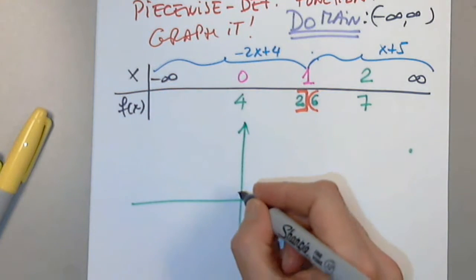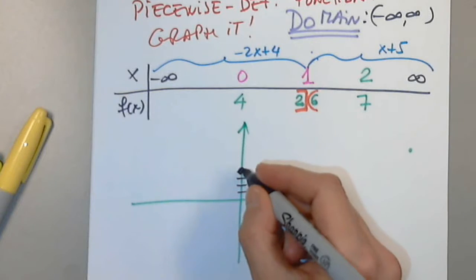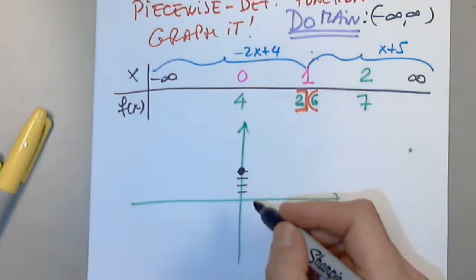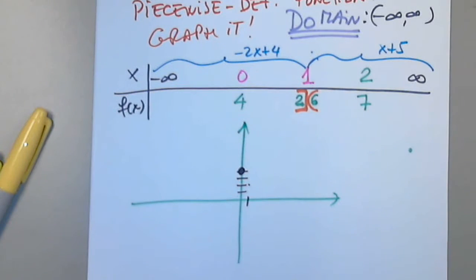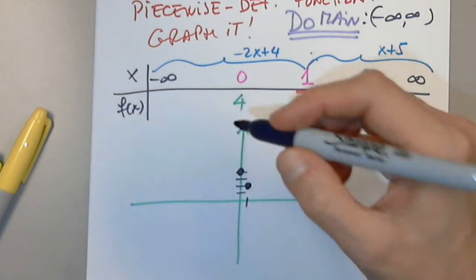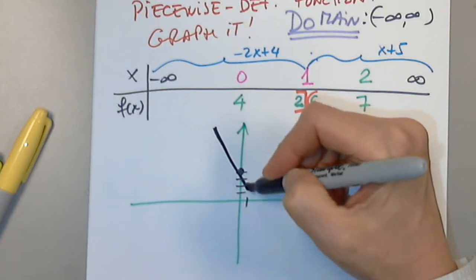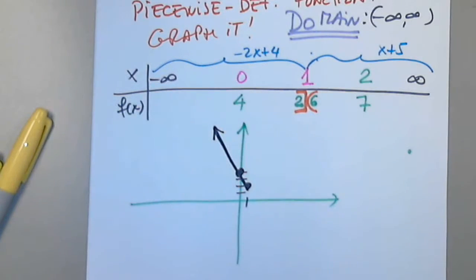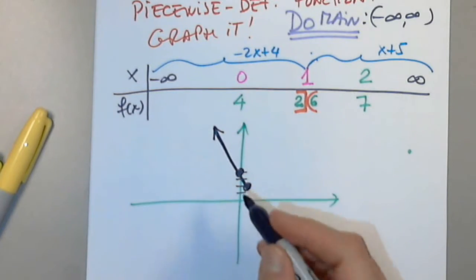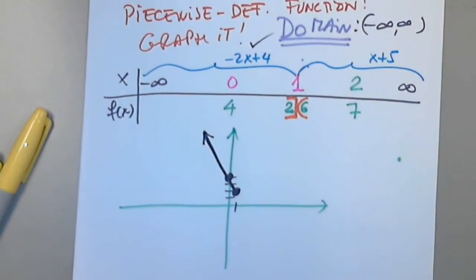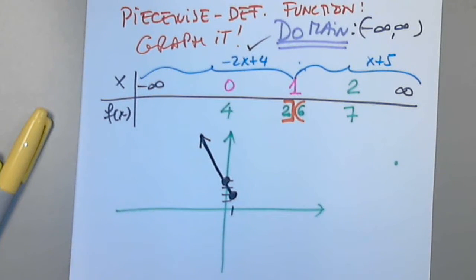0, 4. Here it is. The next ordered pair. 1, 2. Is this a full point or an open point? Does it exist or does it not exist? It exists, so it's full. Very good. And it's done. I cannot do anything else to the left branch. This is completely done. It cannot be extended anywhere.